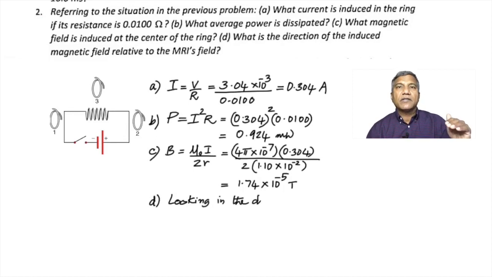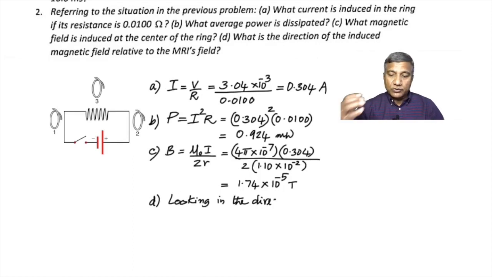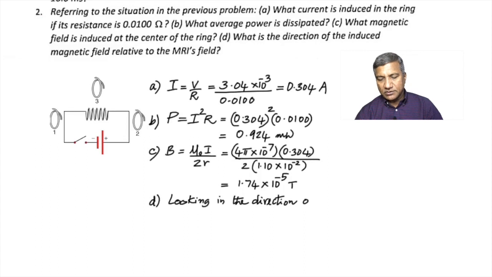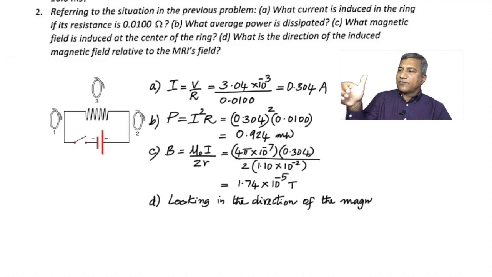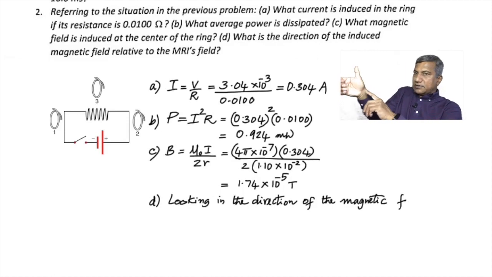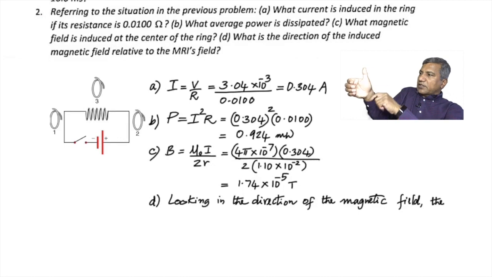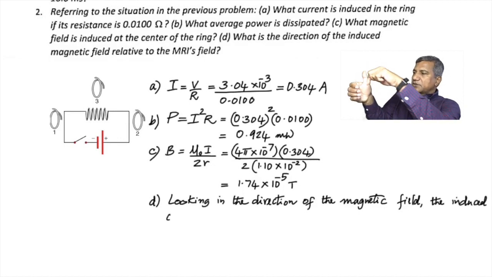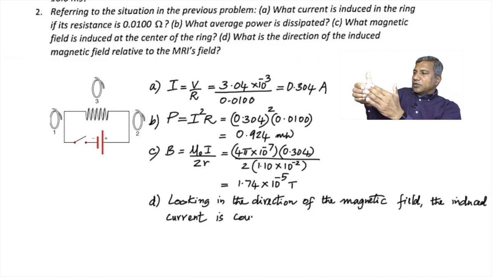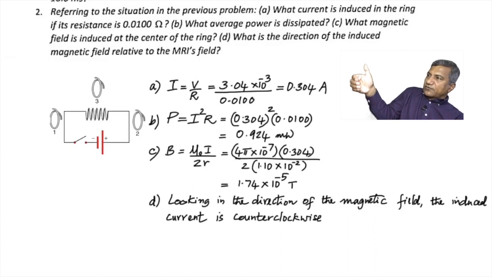So when we look in the direction and use the right-hand rule, the induced current is counterclockwise. The induced current is counterclockwise, and you know the right-hand rule. If the thumb gives the direction of the current and you hold it in the direction of the current, the induced magnetic field is given by the closed fingers towards its tips.